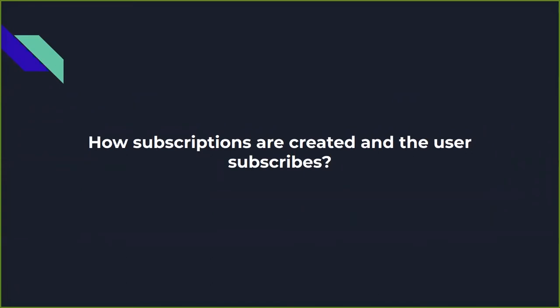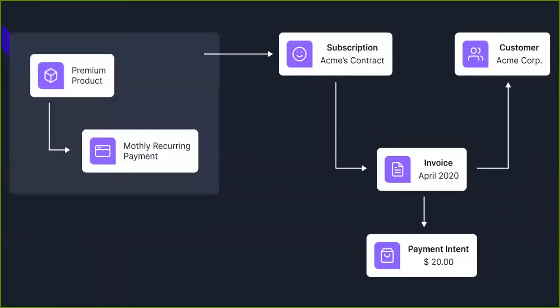Now we will see how a user subscribes and creates the subscription. So here is the example. We can see that we have a premium product with the value $20, and it is a monthly product. Like for accessing that service monthly, we need to pay $20. So what does the user do? The user creates the subscription, and an invoice is generated by Stripe and sent to the customer.